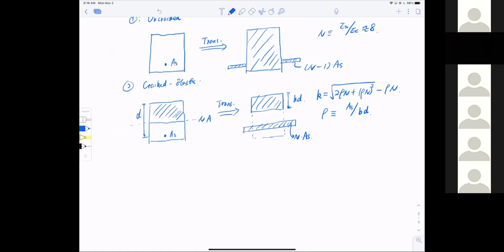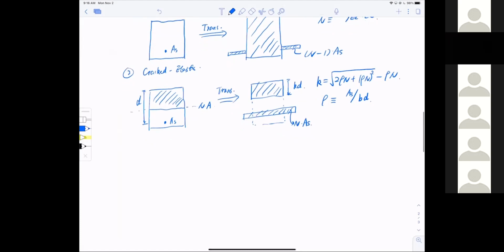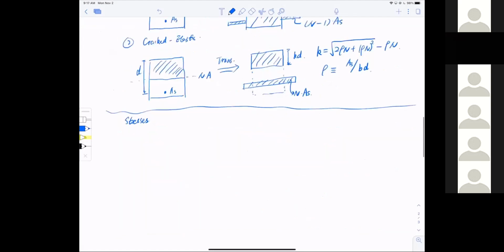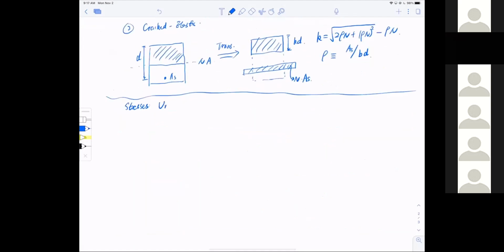But there's something else we did not elaborate on, and that's the stresses. If this is the transformed section, I'm going to talk about stresses. For the uncracked section, where no crack has developed, I'm going to draw the drawing. This is the section, and remember, there are little wings.